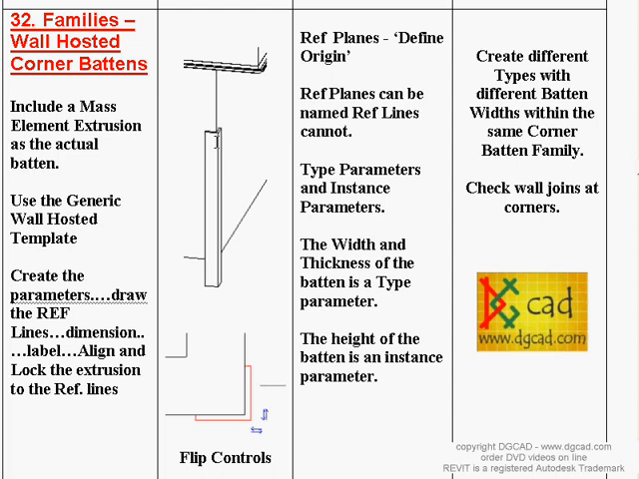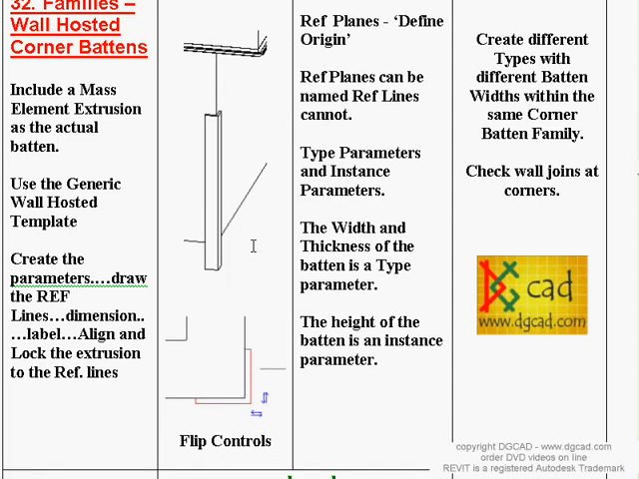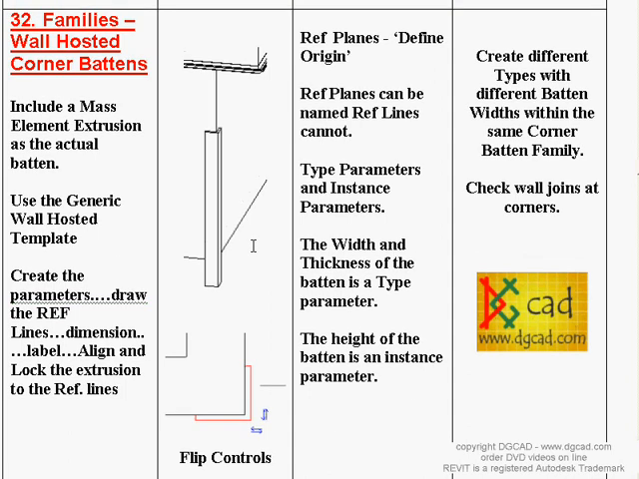So this is a very basic corner batten you put on there, and you want to be able to vary the width of the batten and the thickness of it, and you also want to be able to control the vertical height of it. So we'll go in and create one of those. So I've got one ready here, and we're just going to flip over to our Revit. We're going to demonstrate it. We'll come back and talk a little bit, and then we'll go and make one from scratch.